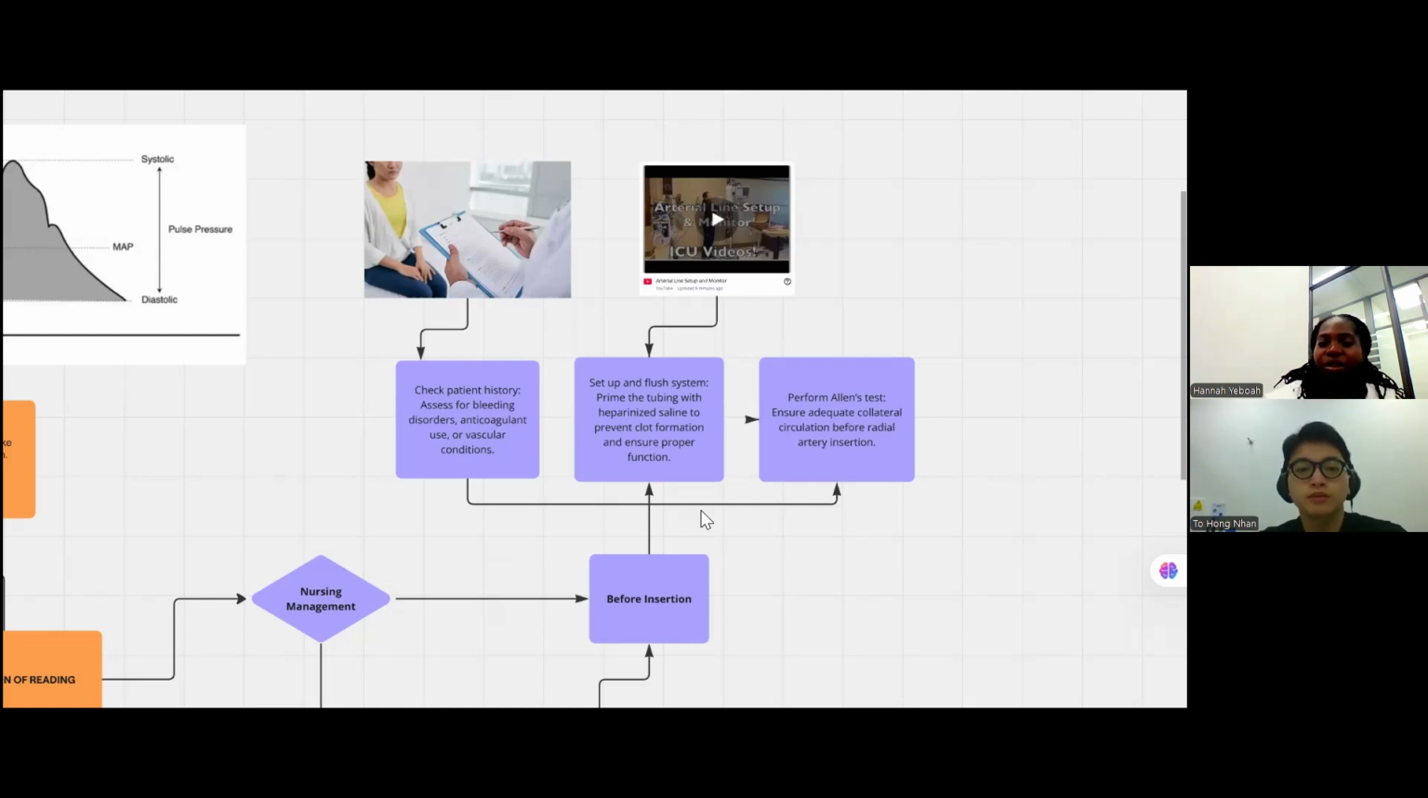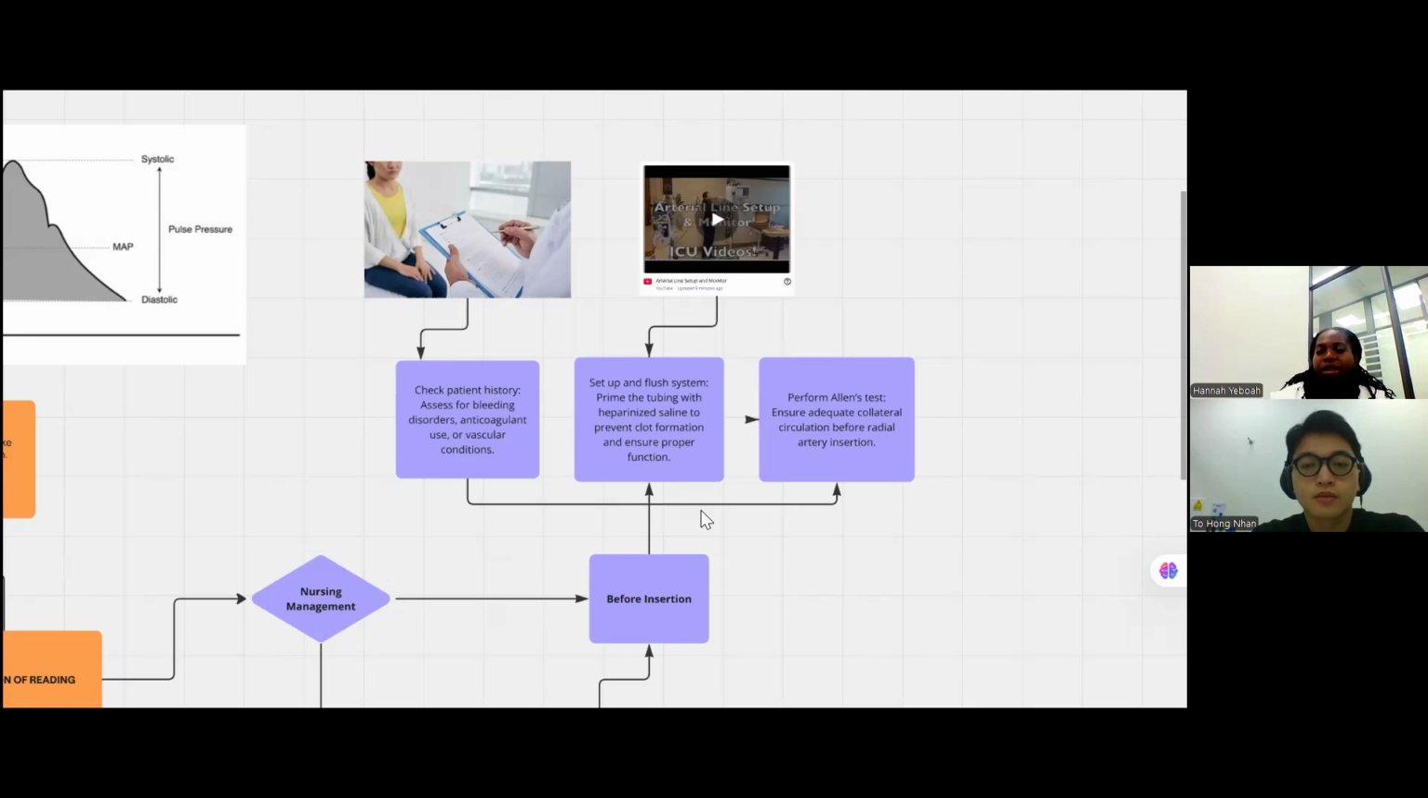The next thing is for us to set up and to flush the system. Now, when it comes to setting up of the arterial line, first of all, you need to prime the tube with heparin or normal saline to prevent coagulation forming, as Brandon said earlier, and also to ensure the proper functioning of the system.